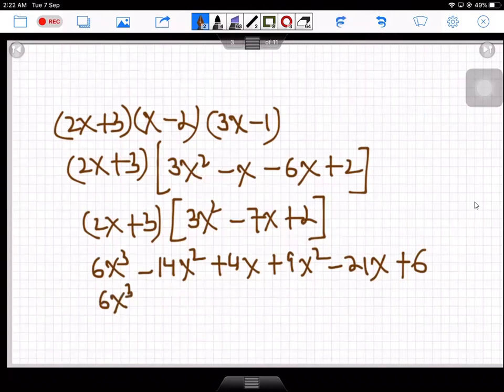So 9 minus 14 is basically minus 5, so minus 5x square. And then two terms are related to x, so 4x minus 21x. So this will become minus 17x and then positive 6. And this is supposed to be your final answer. 6x cubed minus 5x square minus 17x plus 6.